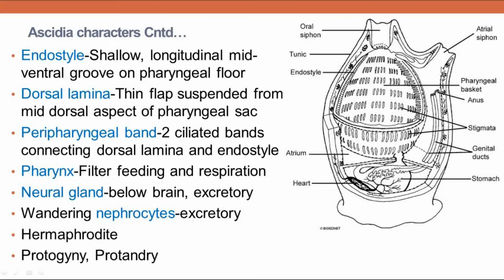This is the atrial aperture or atrial opening, or atrial siphon, which opens out through the atrial aperture. This is the branchial aperture or oral aperture. The total protective covering is called the tunic.